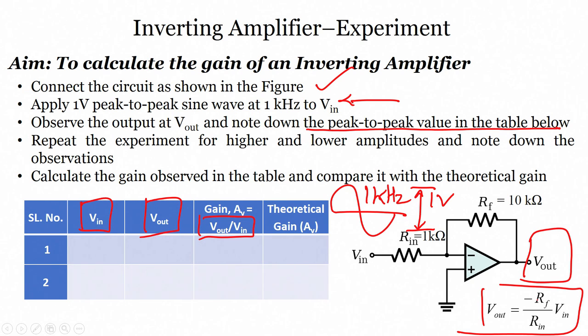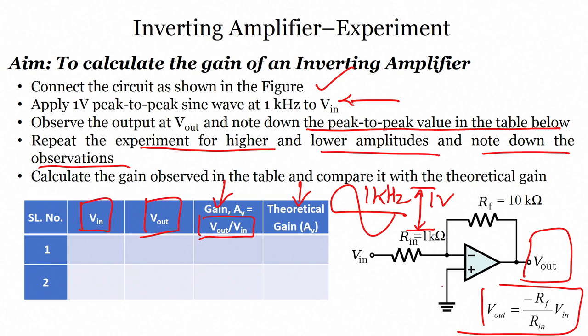Earlier I said V out is minus RF upon R in into V in. Gain is V out by V in, so that will give us the gain. What is the actual gain, that is the experimental gain, and what is the theoretical gain? We can measure both, and let us do this experiment today. Another thing is to repeat the experiment for higher and lower amplitudes and note down the observation. We will change the amplitude of the signal and see the change in the gain. Calculate the gain observed in the table and compare it with the theoretical gain.